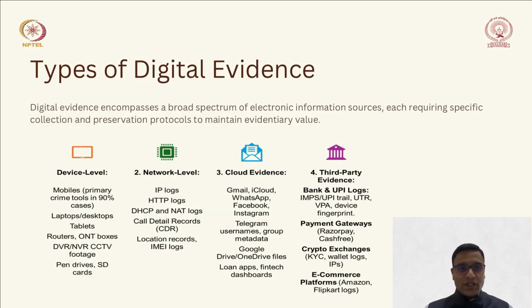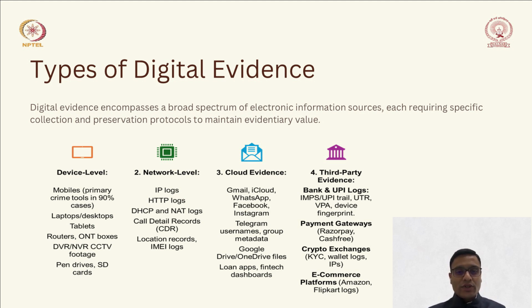So if we try to understand the kinds of digital evidence we commonly see, broadly we can categorize them into four parts. One is device level digital evidence, which can be mobile phones, laptops, desktops, tablets, hard drives, etc., and DVR, NVR, pen drives, etc. Network level digital evidence includes logs, then NAT logs, DHCP records, call records, IPDR records, then location records, etc.